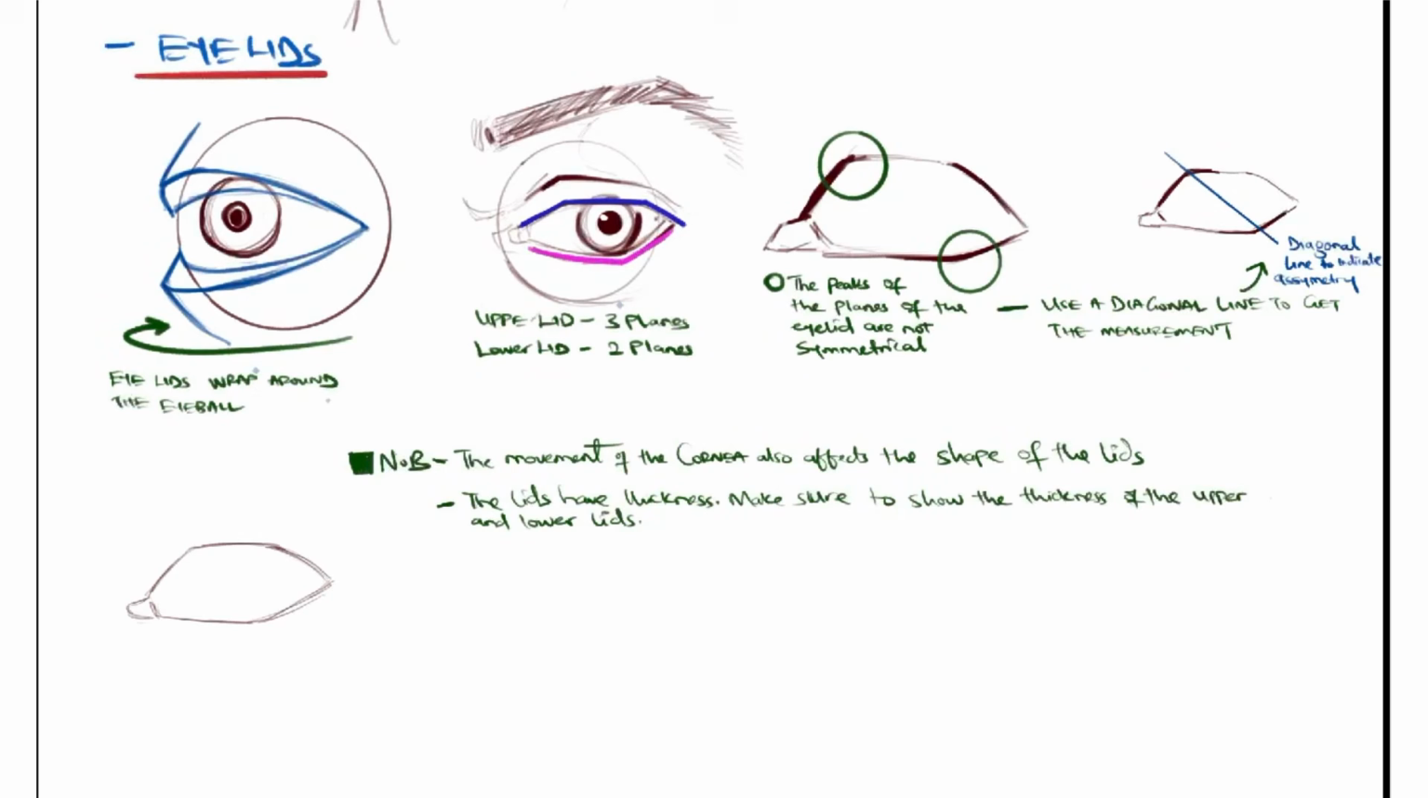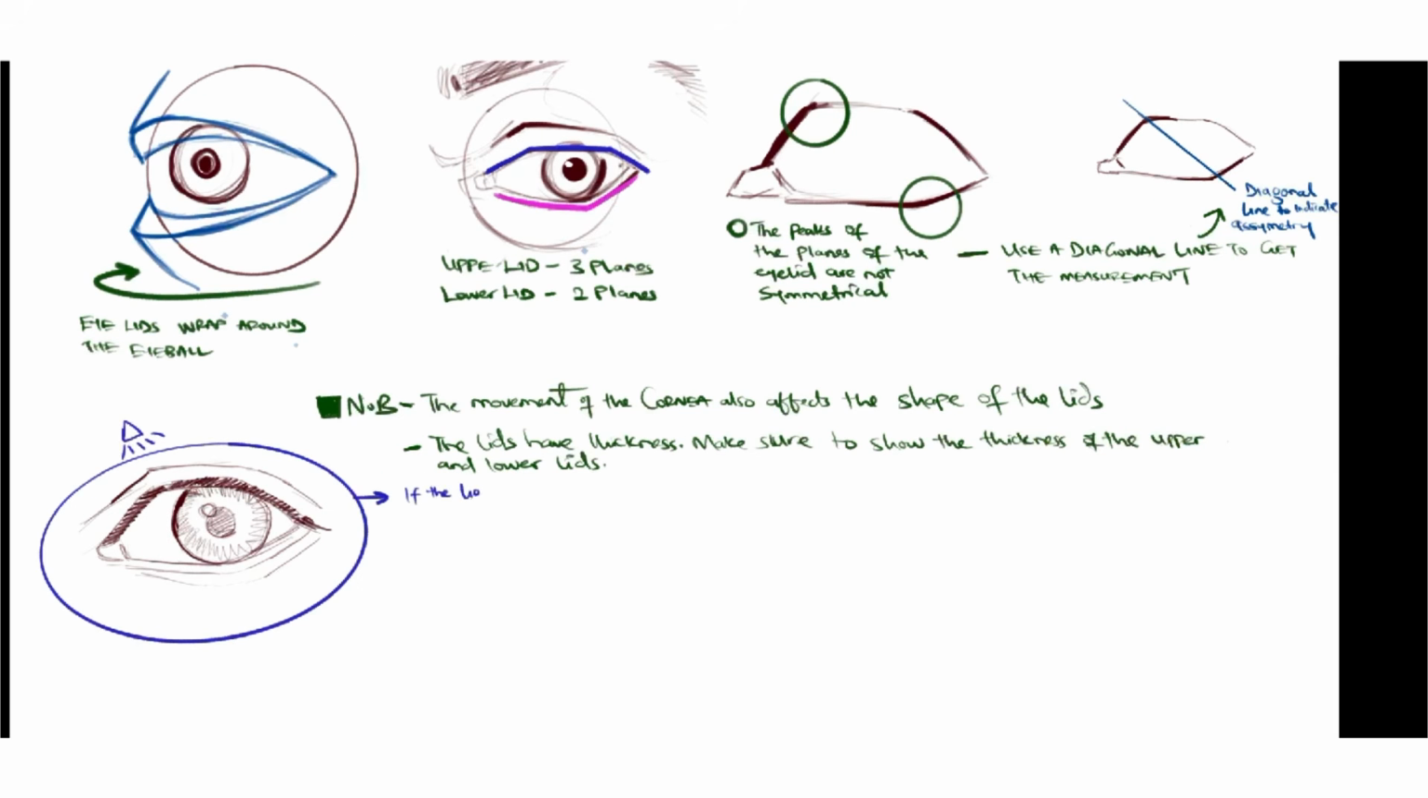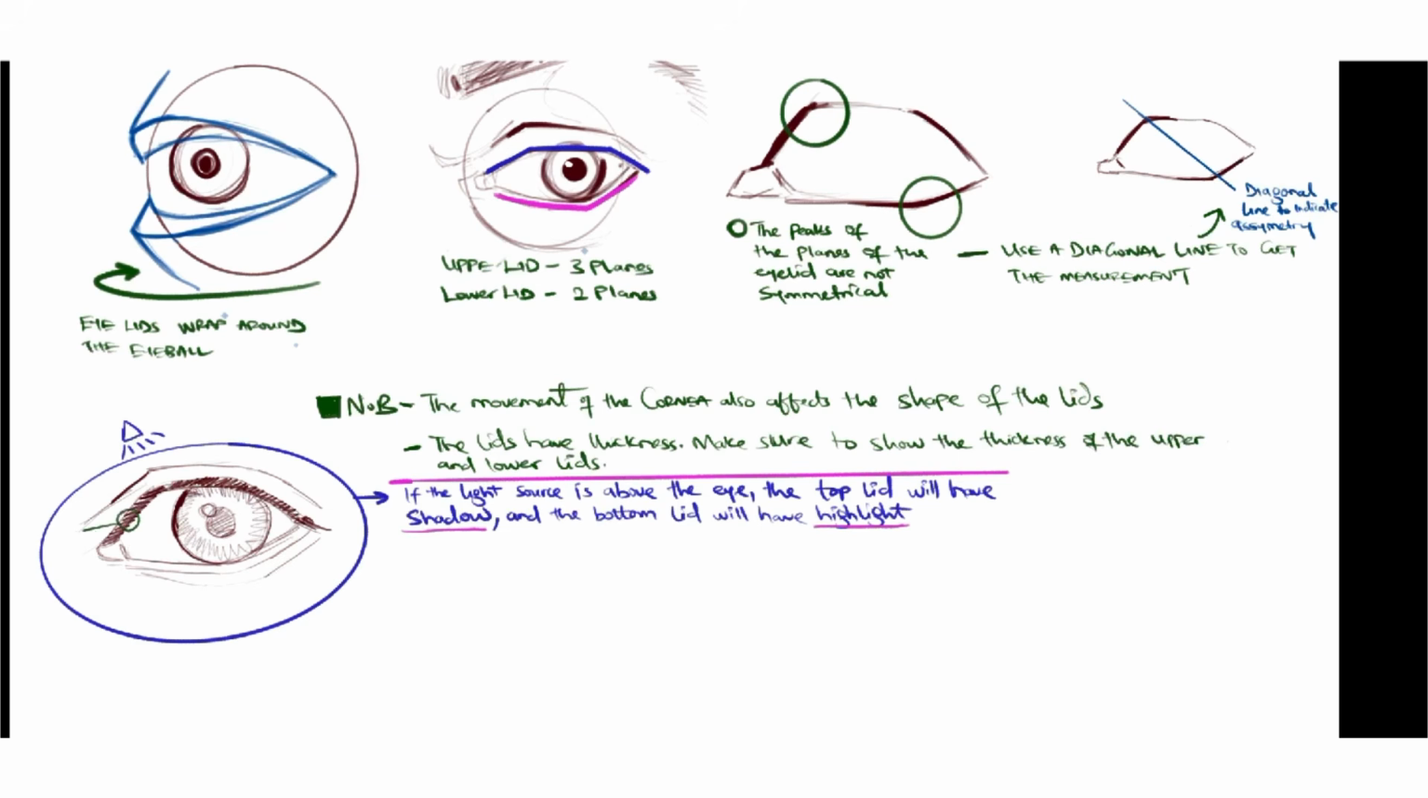It's important to note that the movement of the cornea also affects the shape of the eyelids, and because the eyelids have thickness, make sure to show the thickness of the upper and the lower eyelids. If there is a light source coming from above the eye, the top lid is going to have shadow and the bottom lid is going to have highlights, and that also happens vice versa.